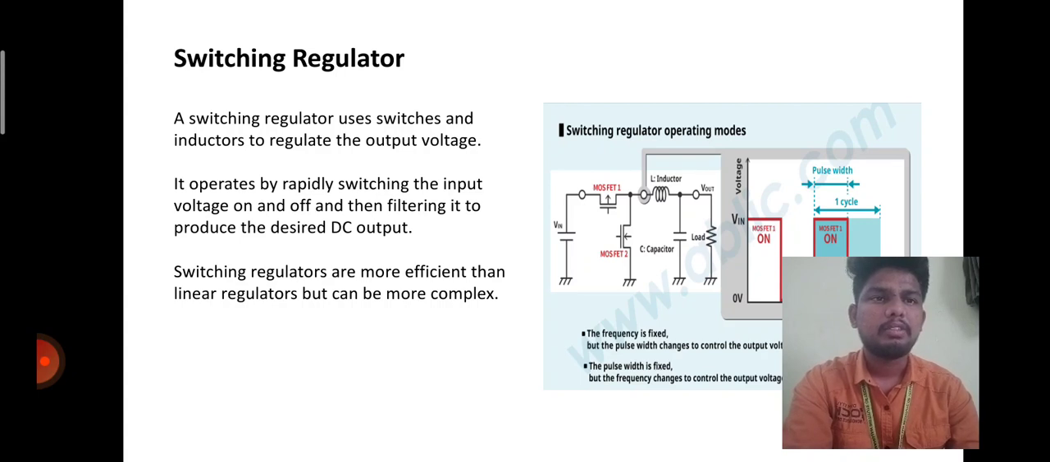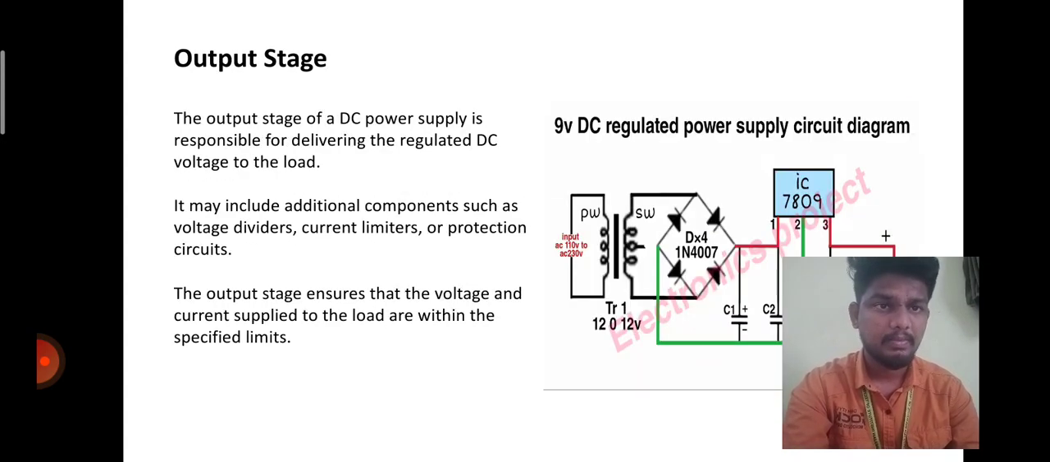In this diagram, switching regulator operating modes. In this diagram, main switch, diode, capacitor, inductor, load, V output. In one mode the frequency is fixed, but the pulse width changes to control the output voltage. In the other, the pulse width is fixed, but the frequency changes to control the output voltage.